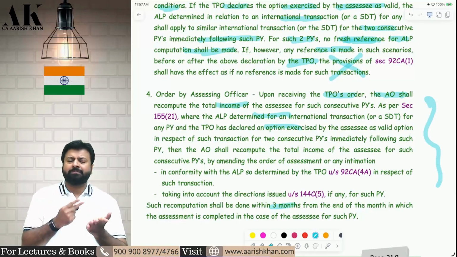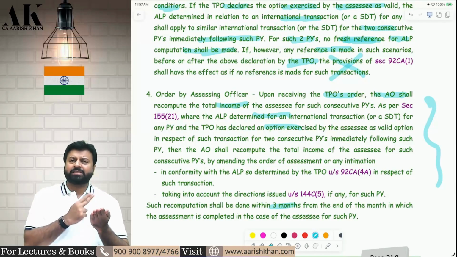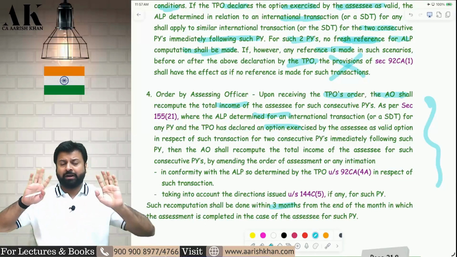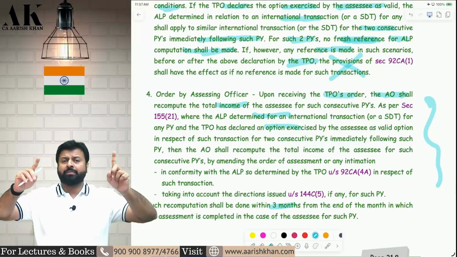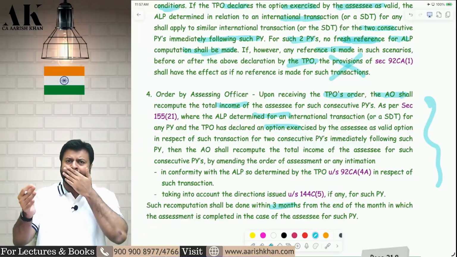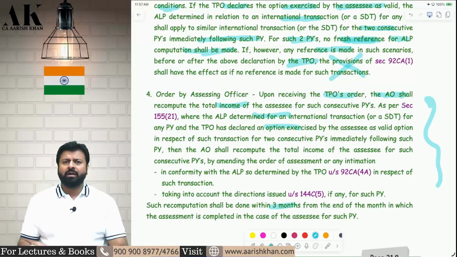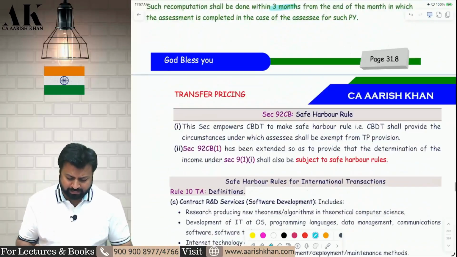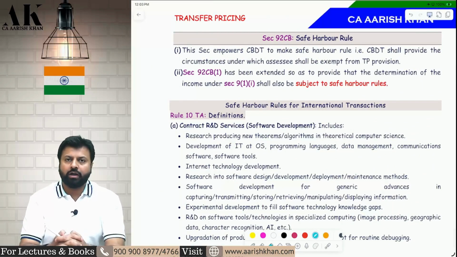So the rule is very simple. Whatever the TPO has said for the current year, you have an option. The department does not have an option. The assessee has an option to tell the department, please apply for the next 2 years. For that, you have to fill a form. Once you fill the form, the TPO will pass an order within 1 month, declare your application as valid for the next 2 years. And then for the next 2 years, no fresh reference will be made by the AO to the TPO. I hope it is clear to all of you. So let's go ahead with the next part now.